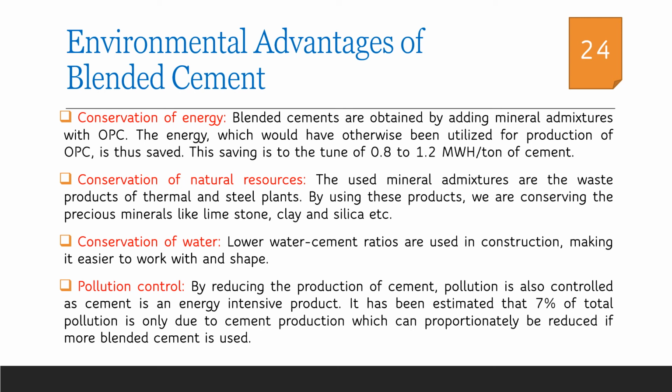Then considering the conservation of water, we have discussed that the pozzolanic material has an add-on advantage of reducing the water-cement ratio, which will in turn reduce the water consumption for concreting. Considering the pollution control aspects, by reducing the production of cement, the energy consumption as well as the associated pollution of greenhouse gas emission, etc. will be reduced. It is observed that around 7 to 8% of the total pollution is due to cement production, and by using blended cements, all these disadvantages can be overcome.